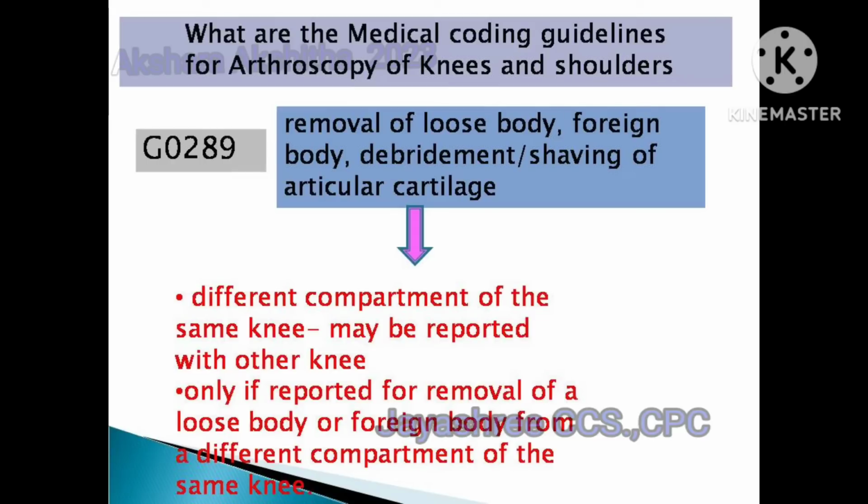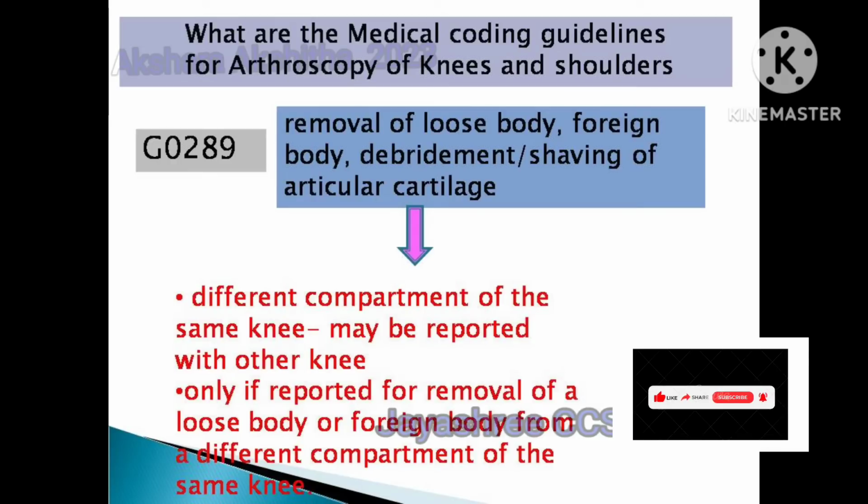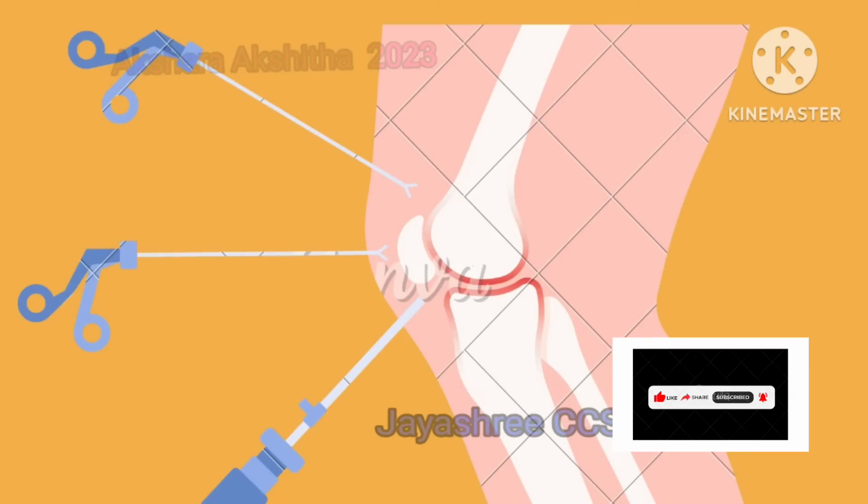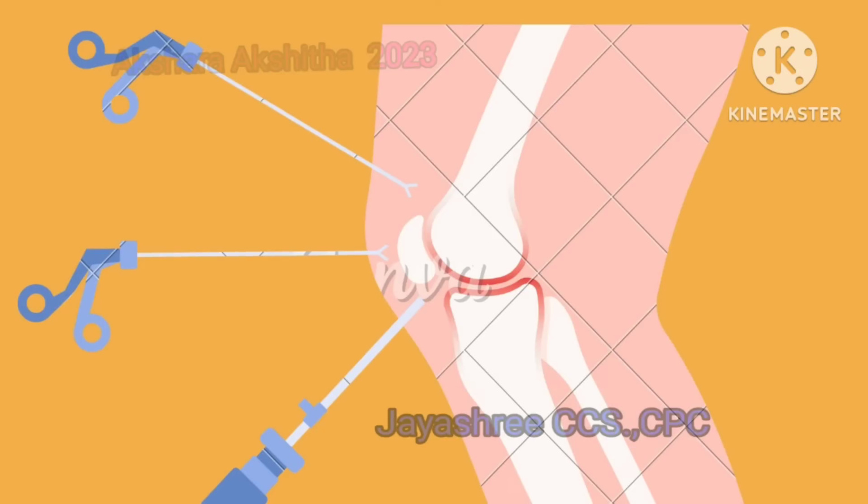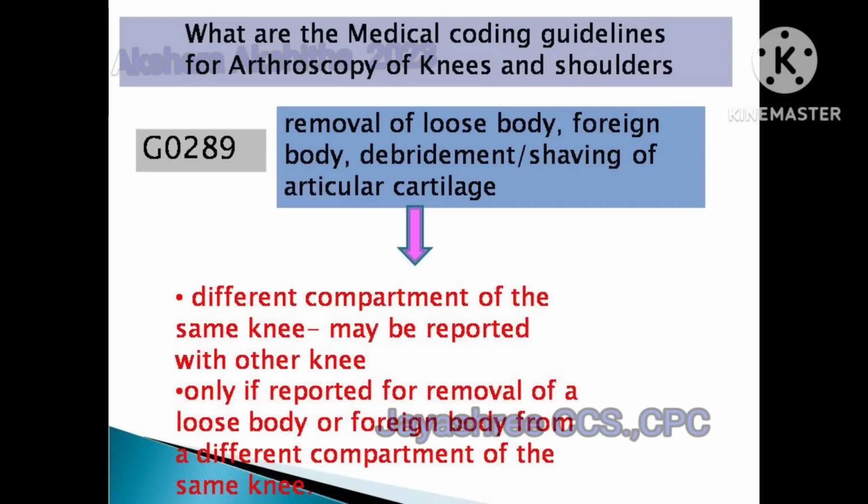So here is the important point: if the removal of loose body is performed in a different compartment other than the main procedure, then we can bill the G series HCPCS code with the other arthroscopy knee procedure code. Please check the medical report for whether the removal of loose body was performed in the same compartment or another compartment. Only if it is a different compartment can we bill it. We should not bill the G code with the main procedure if it is the same compartment as another knee procedure.